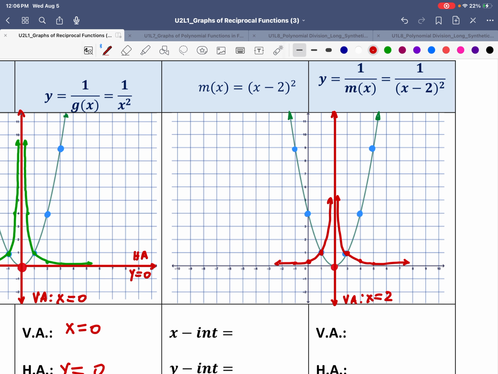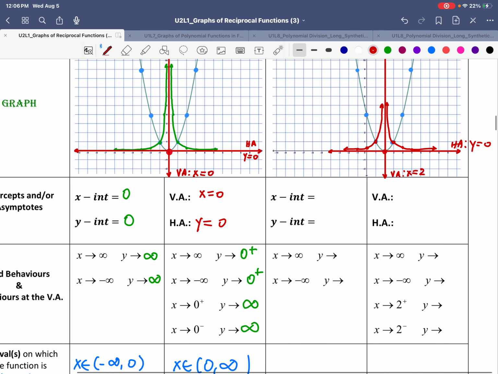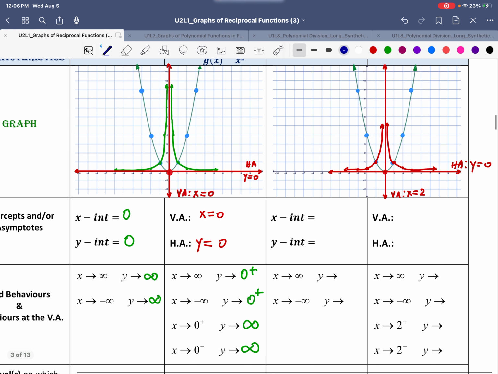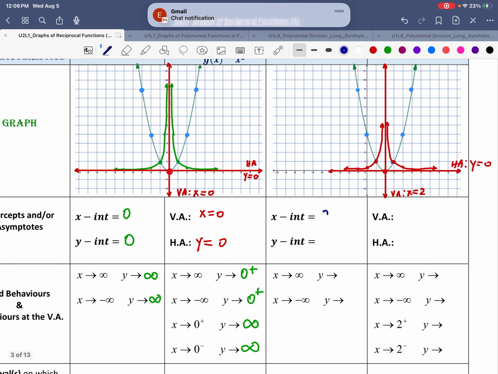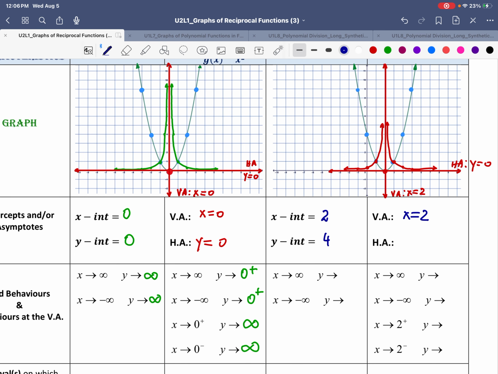One last detail we need to add is the asymptote. Remember that the asymptotes are part of the graph and they transform with the graph as well. So y equals 0 is a horizontal asymptote. Now let's describe the features. We have x-intercept at x equals 2, y equals 0, and y-intercept here happens to be at 4. So the vertical asymptote is at x equals 2, and the horizontal asymptote is still y equals 0.